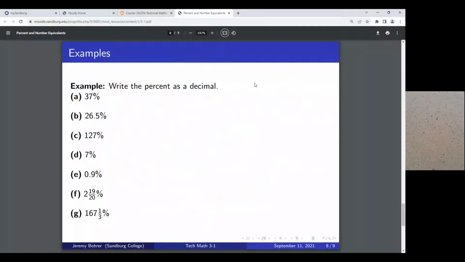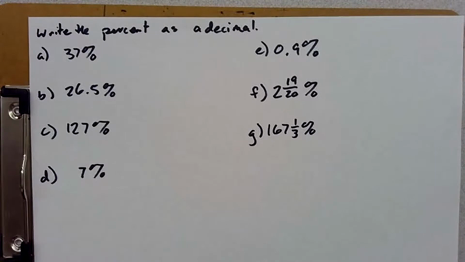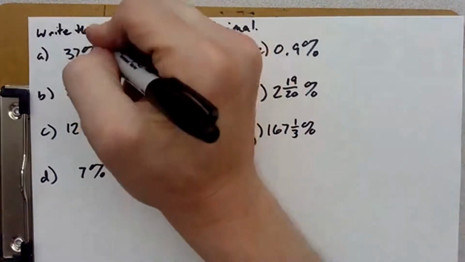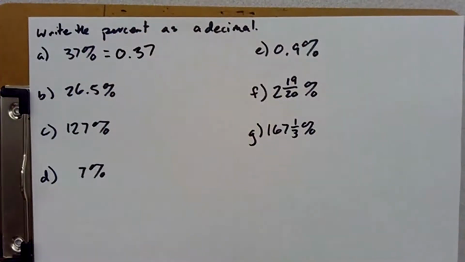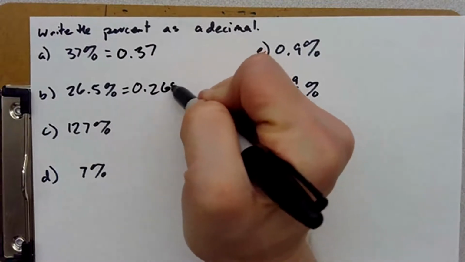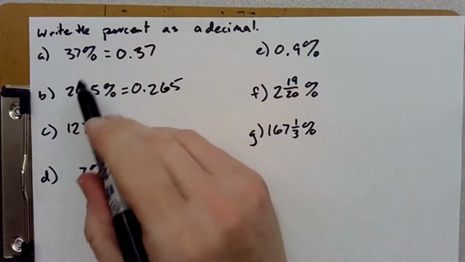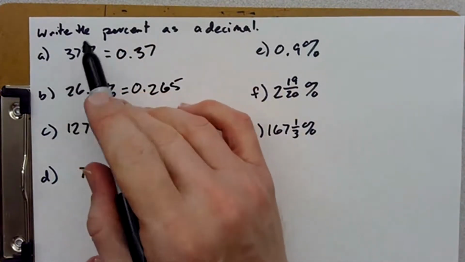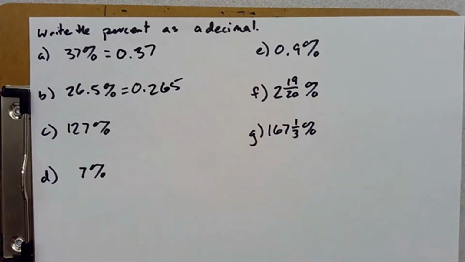Next, we're asked to write these percents as decimals. It's not always as easy as we might like, but we can do it. Okay, so 37%, that's simple. 37% is just 0.37. 26.5%, that's 0.265. If we have percents that go no further than 2 digits here, we just take those digits and put them after a decimal place.